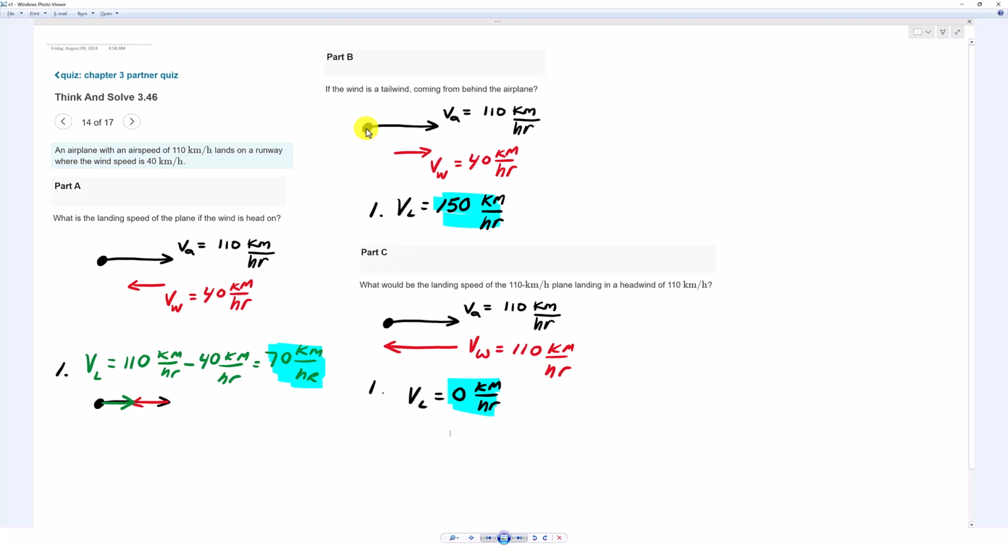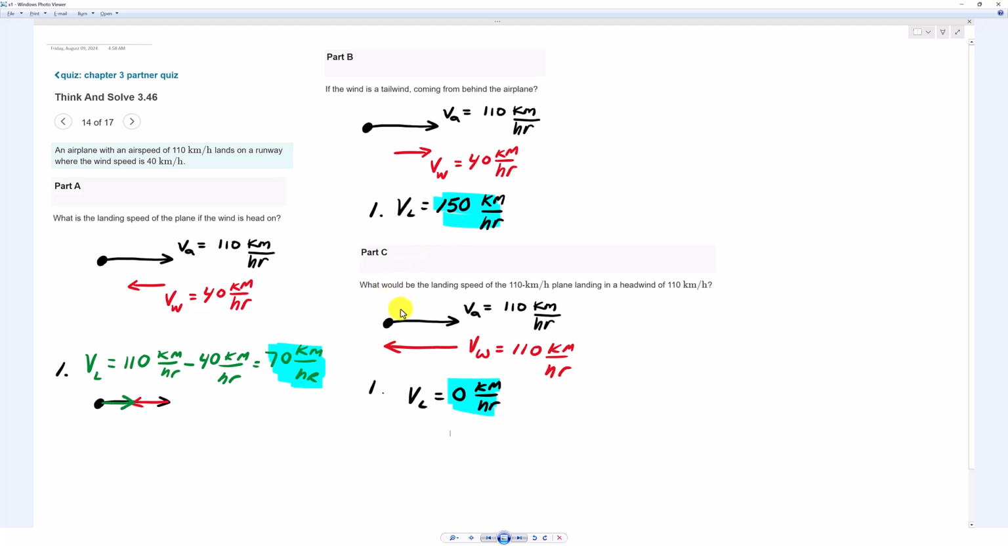I have the same airplane and the same airplane velocity that it's exhibiting upon landing. And now the wind is coming as a tailwind. So I have the red vector added with the black vector, so they're additive, and now I have 150 kilometers per hour going to the right. Because remember, a vector is a magnitude and direction.